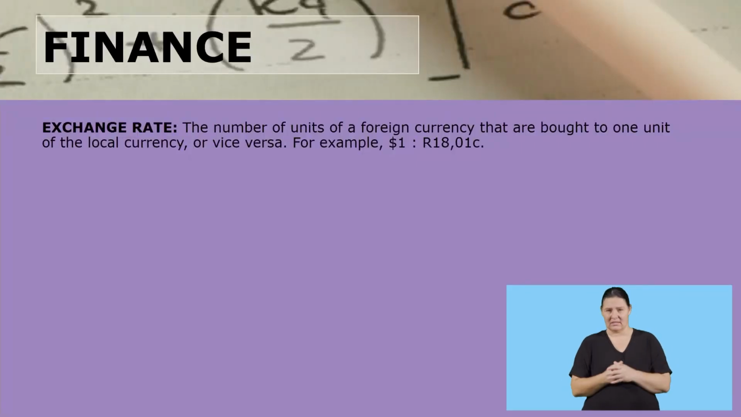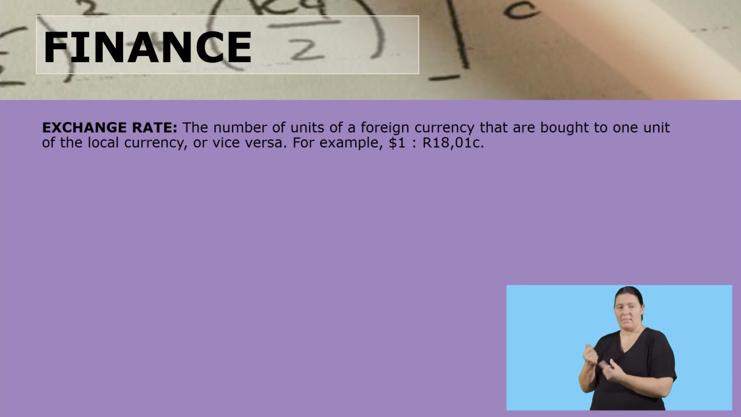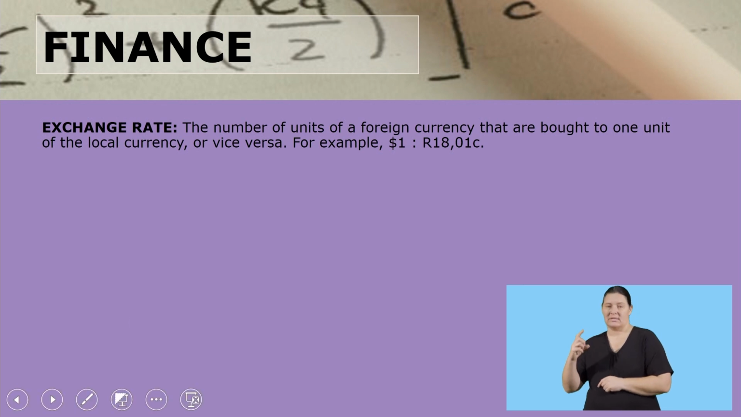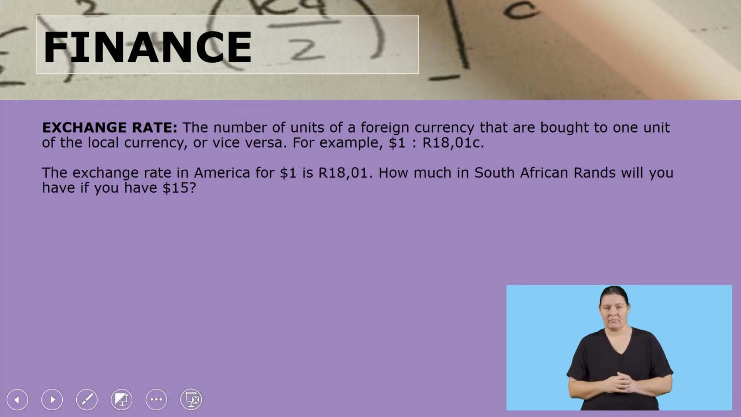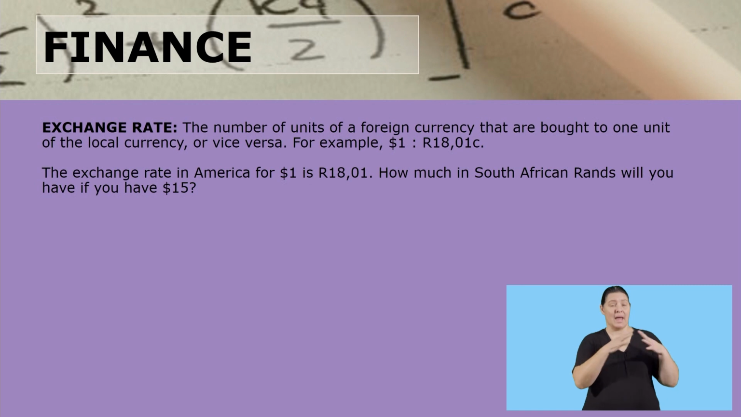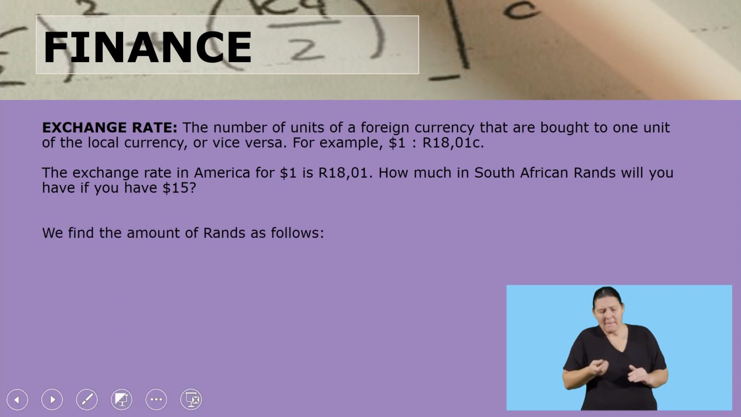The number of units of a foreign currency that are bought to 1 unit of the local currency, or vice versa. So for example, $1 is to 18 rands and 1 cent. So the exchange rate in America for $1 is 18 rands and 1 cent. How much in South African rands will you have if you have $15?